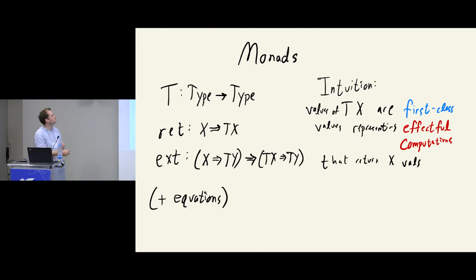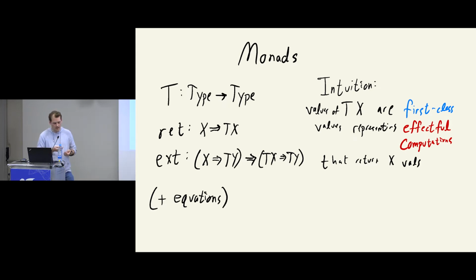So a monad is some type constructor, so it takes types to types. And we have these functions, return and bind. The intuition is that we think of a value of the type T X as a first-class value representing an effectual computation that returns X values, okay?